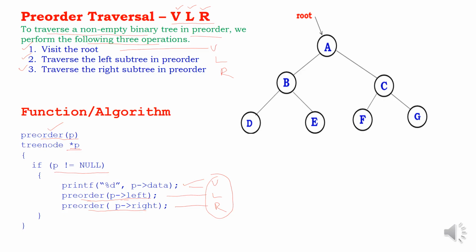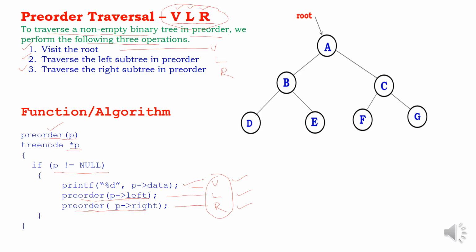Visit means just displaying, printf P data. Preorder P left: P is the root node, and the left side of P has to be traversed in preorder. Preorder P right: P is the root node, and the right subtree of the root has to be traversed in preorder. So visit the root node, traverse the left subtree in preorder, traverse the right subtree in preorder. The definition is VLR. Preorder means VLR.